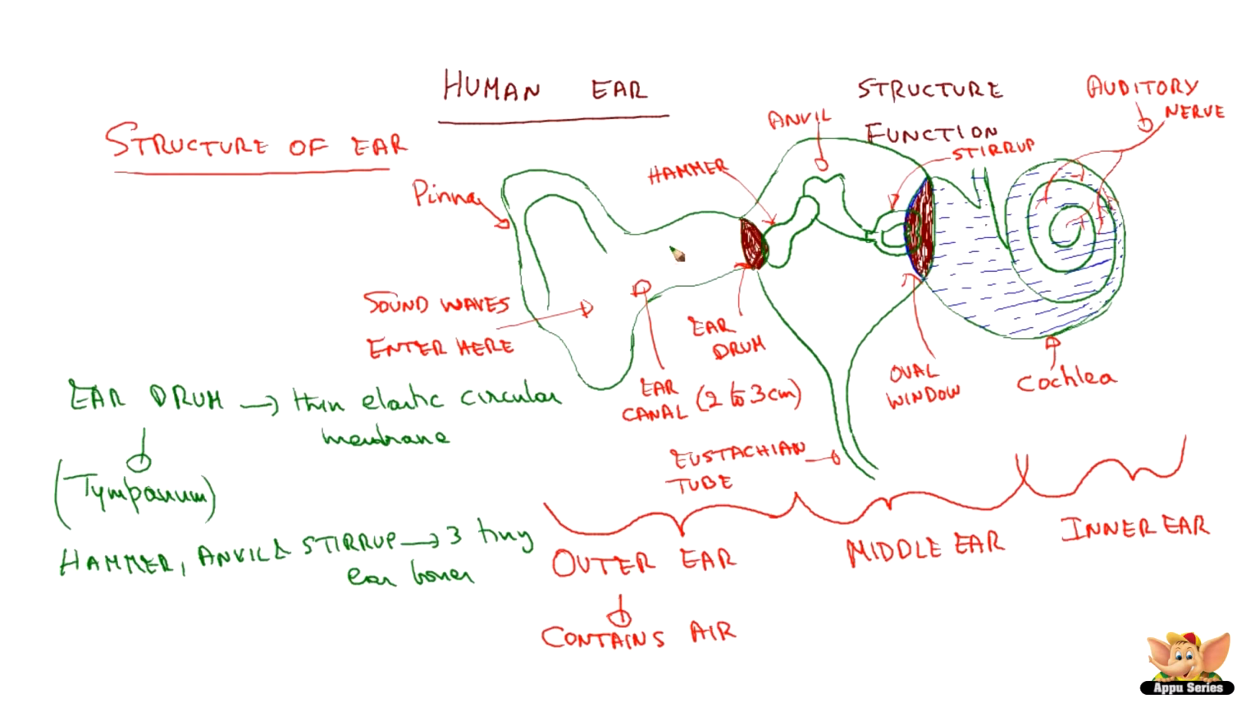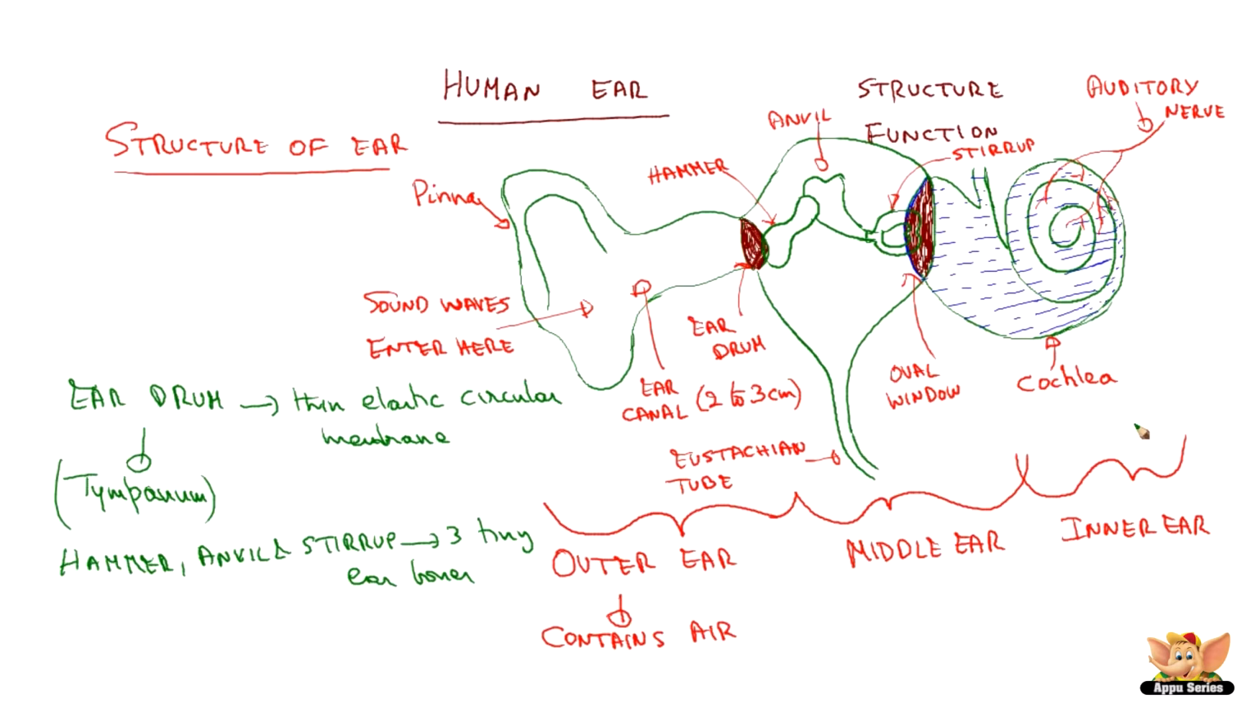Now how are the outer ear and middle ear connected? Through the eardrum, because the eardrum is touching the hammer. Once the vibrations move on, we will see the functioning later. First let us see how this ear is constructed. The third part is the inner ear.